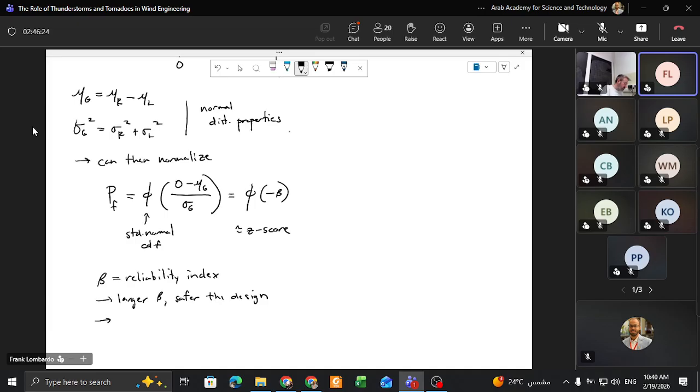And for structures, I'm assuming they do it the same in ASCE, and they probably do it in Eurocodes as well, you usually set a target beta for some limit state. And a limit state is really some defined damage state. Going back to our EF scale discussion, you could set the threshold of damage as the limit state, or you could set roof removal as the limit state. So, some damage condition.